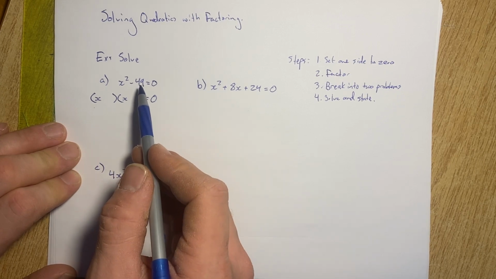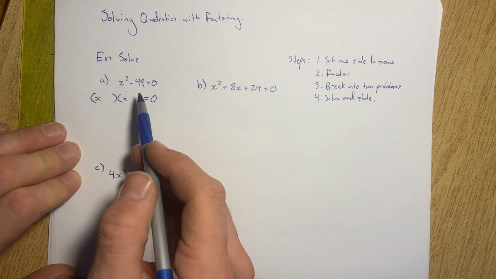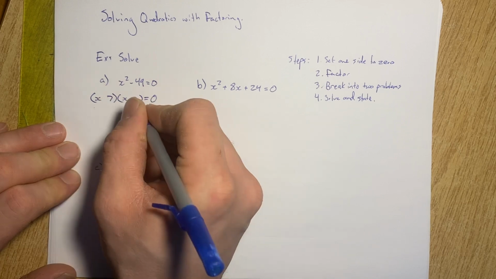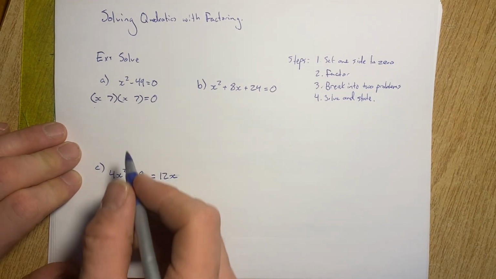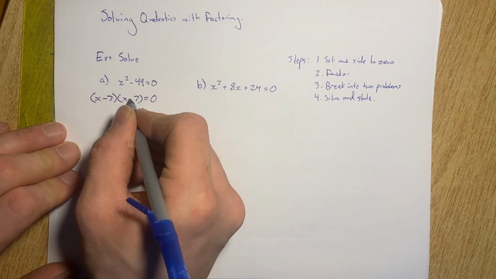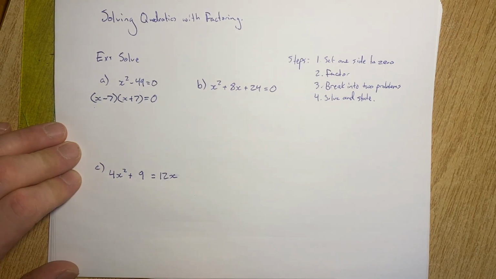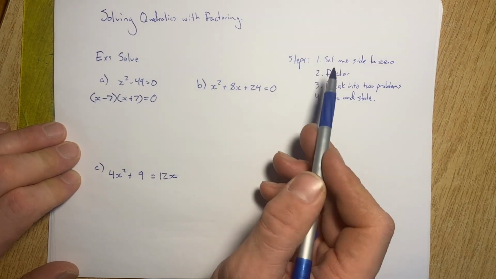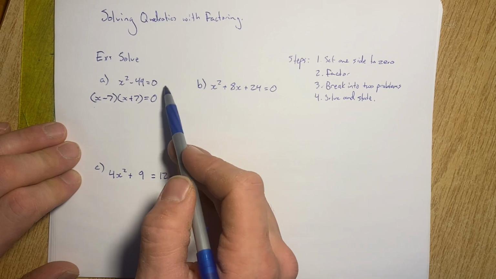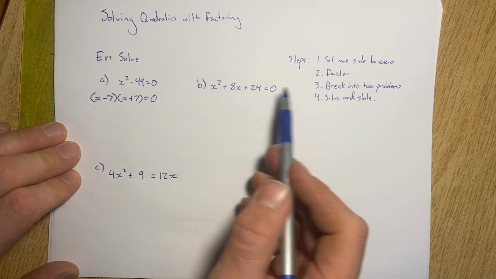And the last term of each pair is going to be the square root of 49, which is 7. So I've got 7 and 7. To make this a set of conjugates, I'll make one of them negative, one of them positive. It didn't matter which was which. And now I'm done factoring. So step 1, set one side to 0, that was done. Step 2, factor, that's done.